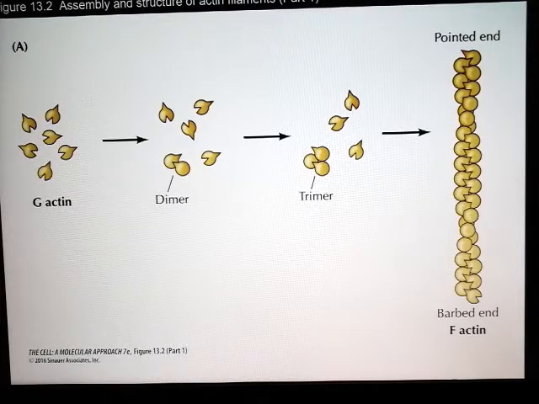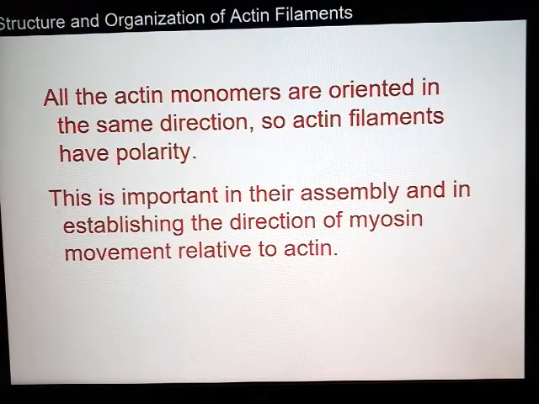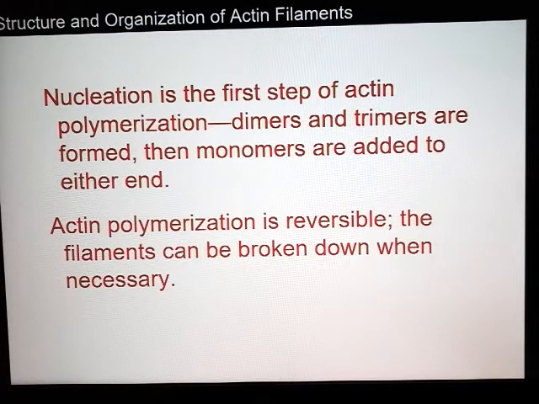then trimers. Then eventually you're going to have the actin filament with what we call a barbed end and a pointed end. So all the actin monomers are oriented in the same direction, so the actin filaments have polarity, and it's important in their assembly and in order to establish the direction of myosin movement relative to actin.